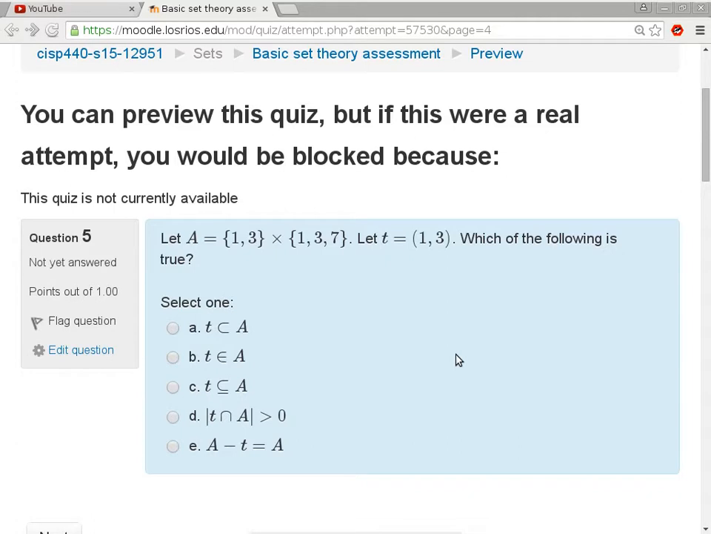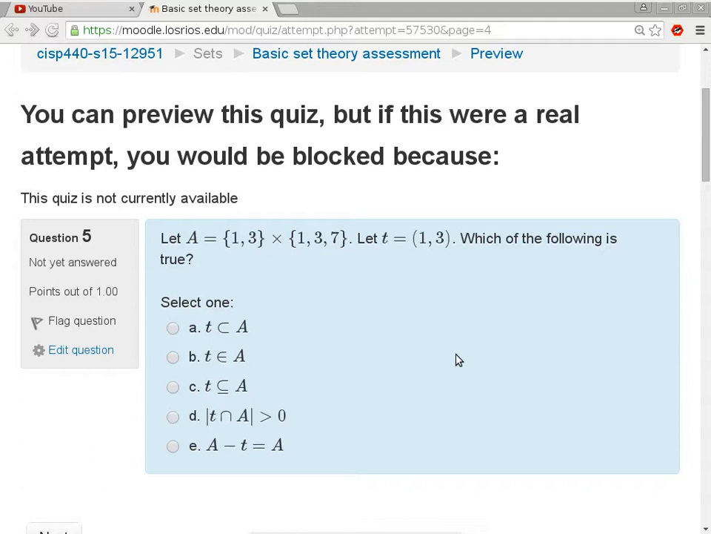And here we have question number 5. Let A be a set, but it is not just a regular set, it is a cross product, a Cartesian product of {1, 3} as a set and {1, 3, 7} as another set. Do you guys have a question back there? No? Okay. If you have a question related to the class stuff, let me know. And we'll let t, using lowercase for a particular reason, be a tuple (1, 3). Okay, it's a 2-tuple of (1, 3). Which of the following is true?